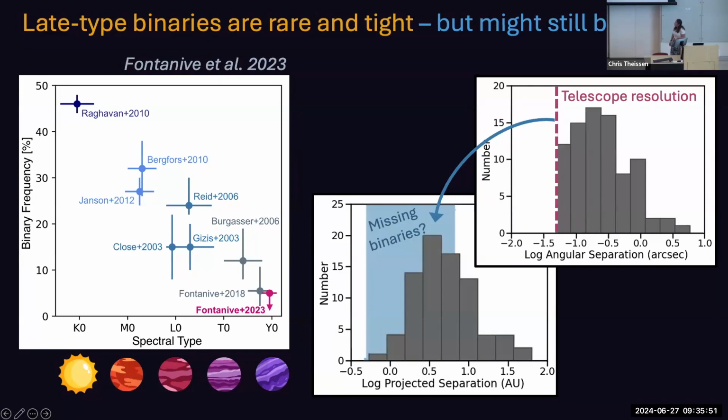So this means that we may not have the full picture yet with that story that I showed you on the left. And it definitely suggests that if we want to study the very latest type binaries, we really need to probe the very tightest orbital separations.